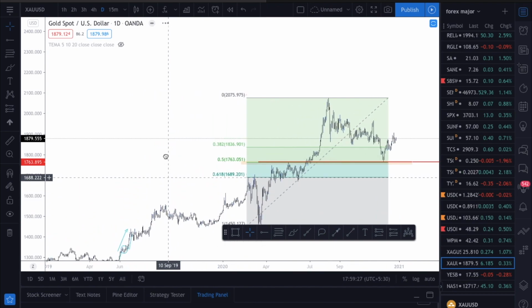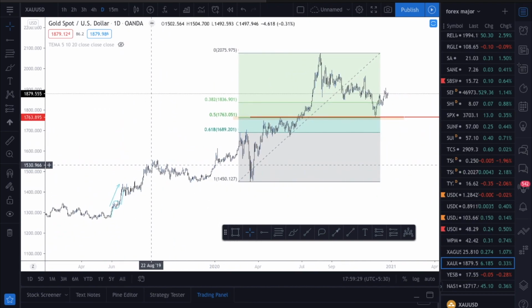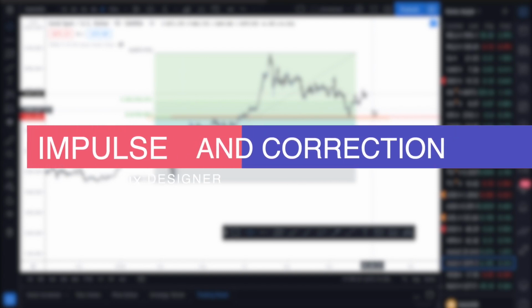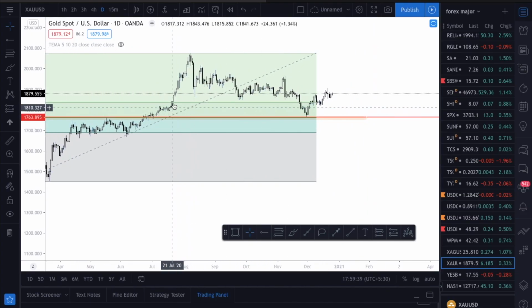So the first step is obviously to draw higher highs and higher lows, higher high, higher low, then a higher high and a higher low. The next step is to find impulse and correction. In this case, this was an impulse because there are single colored candles, then we are seeing mixed colored candles, and the price is also moving sideways. So this was a correction.